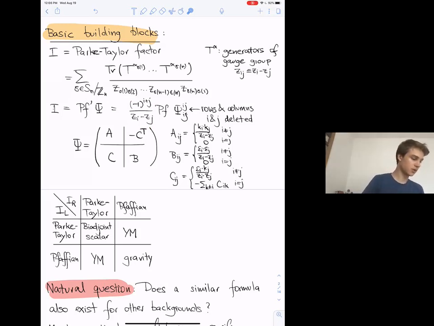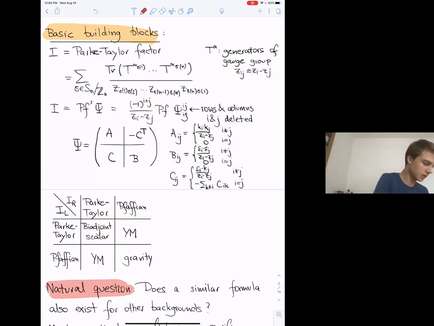So then the basic logic is that you can combine, remember in the formula we needed both an IL and IR, and for both you can choose either of the two, either the Park-Taylor factor or the Pfaffian. If you take both to be a Park-Taylor factor, then you introduce 2 gauge groups basically. So what you will get is a scalar theory with 2 gauge groups, which is the biadjoint scalar.